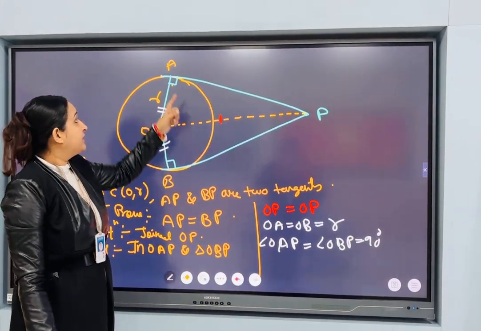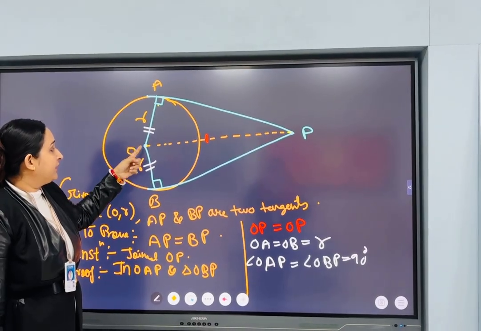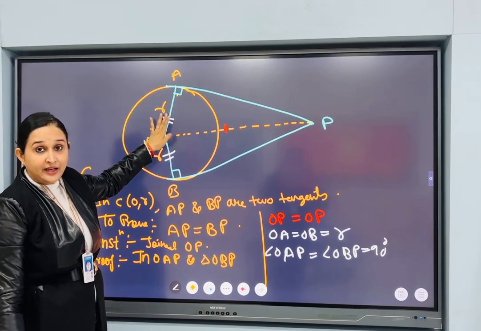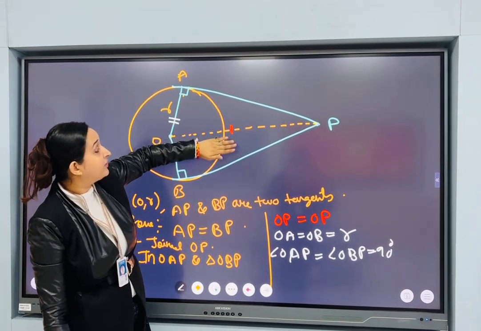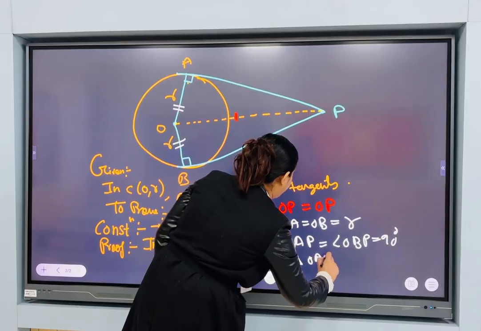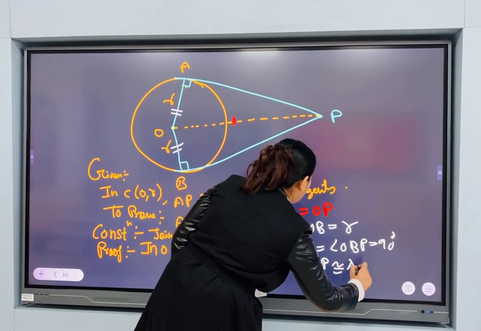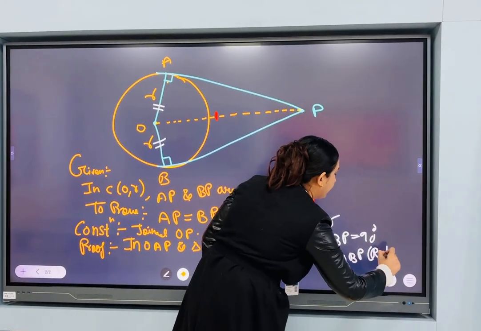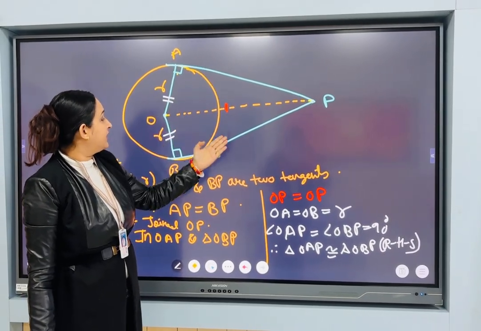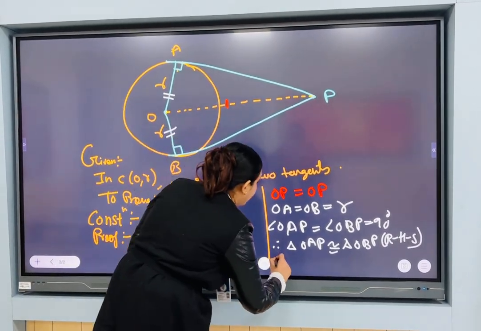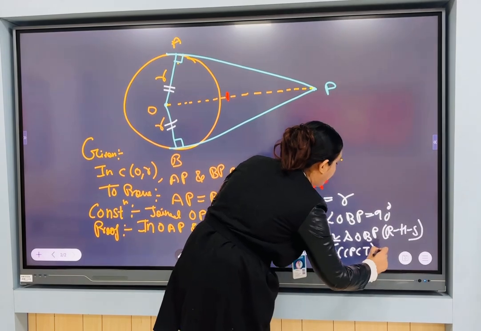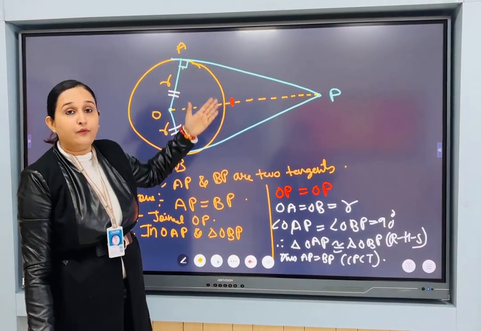Why is it so? Because the tangents make an angle of 90 degrees with the radius, right? So using the right angle, hypotenuse and side, RHS criteria, I can say that both the triangles are congruent. Therefore, triangle OAP is congruent to triangle OBP using RHS criteria. If both the triangles are congruent, can I say this AP is equal to BP? Right? Thus, AP is equal to BP by CPCT, corresponding parts of congruent triangles, which we had to prove.